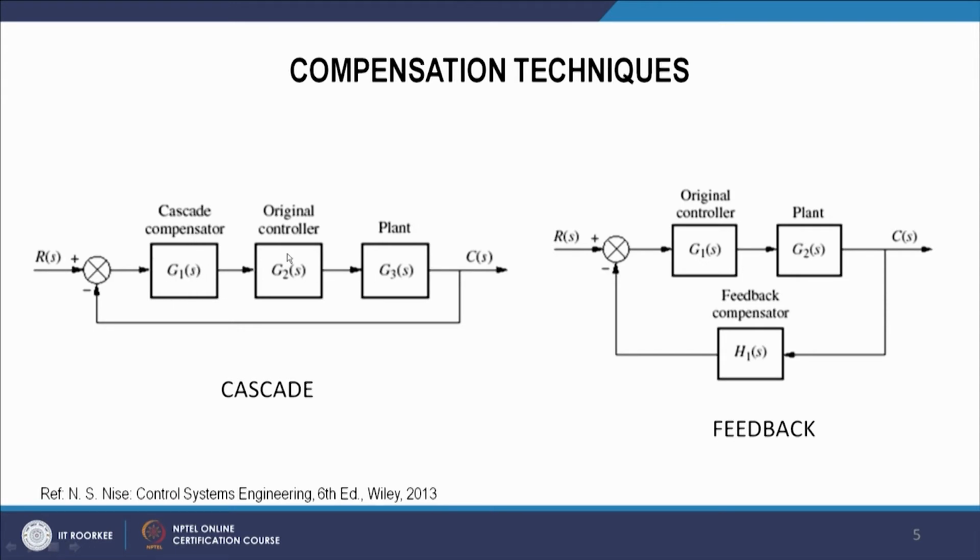that is G1(s). So this is called cascade compensation. And here we can also add the compensator in the feedback loop. Suppose earlier there is no unity feedback, we are going to add some feedback compensator here. So this is called feedback compensation.